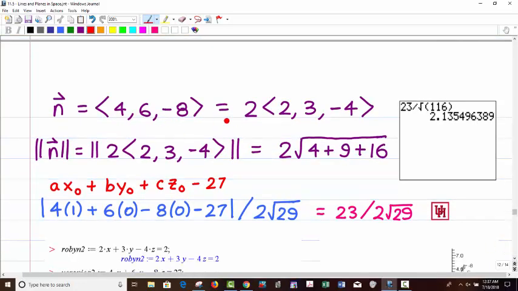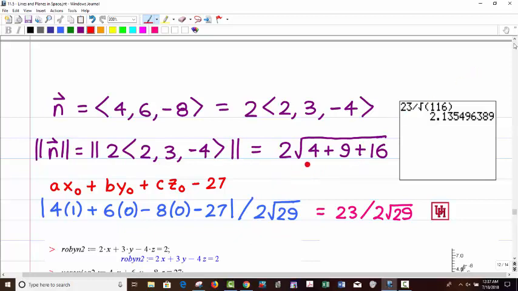So to find the magnitude, I pulled a 2 out of there. I didn't have to, but I just did for the heck of it. We've learned that before with magnitudes. I pulled out a scalar multiple. So the magnitude is 2 times the magnitude of 2, 3, negative 4. 2 squared, 3 squared, negative 4 squared: 4, 9, 16. So that becomes 2 root 29 on the bottom.